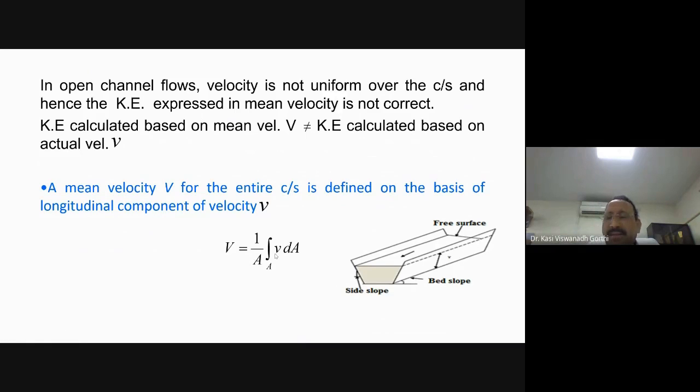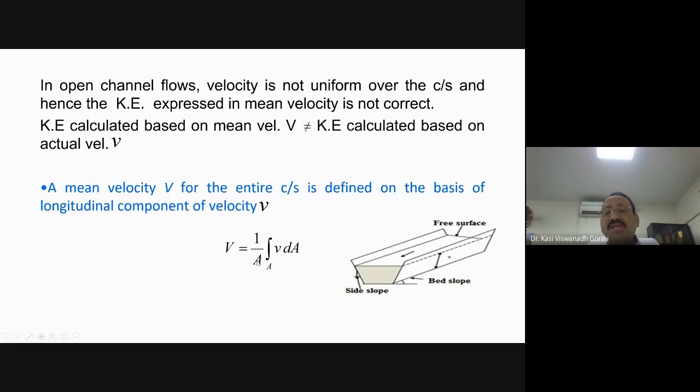Since you are taking a small element having the area dA, you will be getting the discharge through that elementary strip only. v into dA is the discharge through that elementary strip. If you want the total discharge, integrate with respect to the entire cross-sectional area or the entire wetted area, capital A. Then the integral of v into dA gives you the total discharge. This is based on the actual velocity distribution.